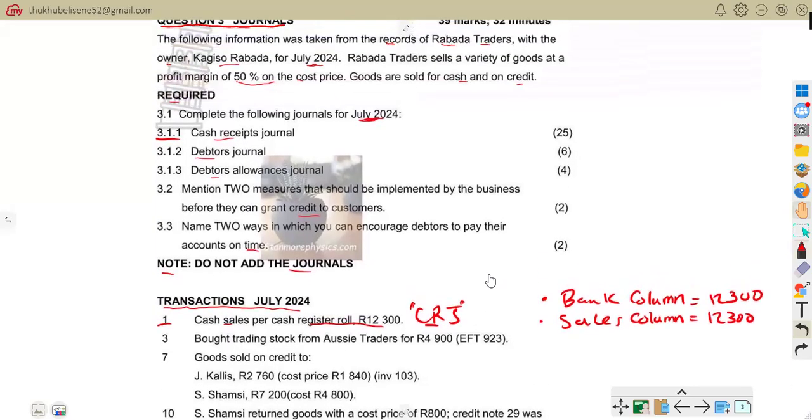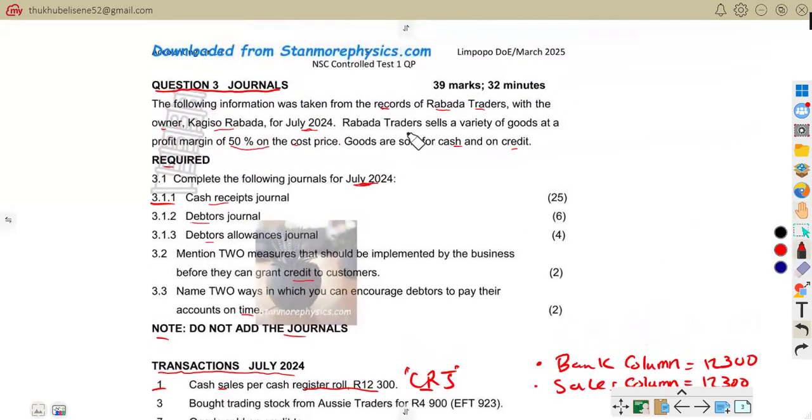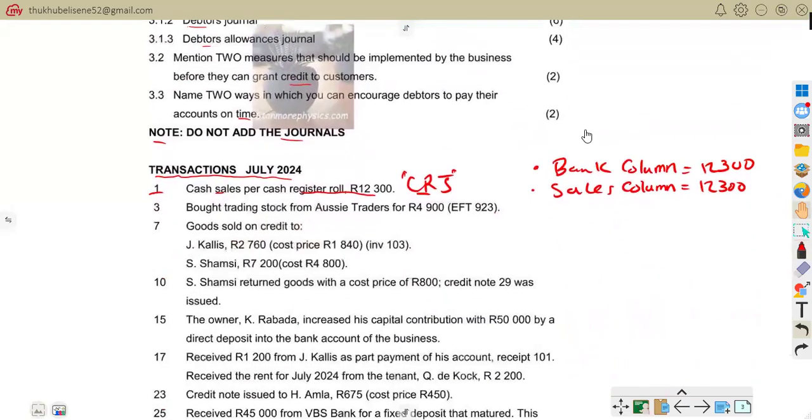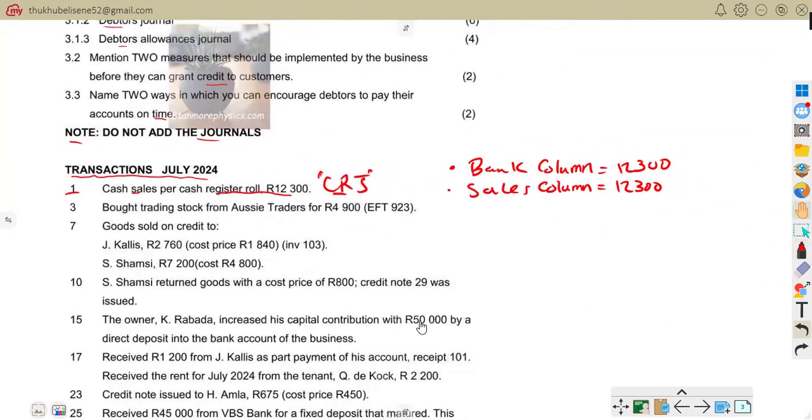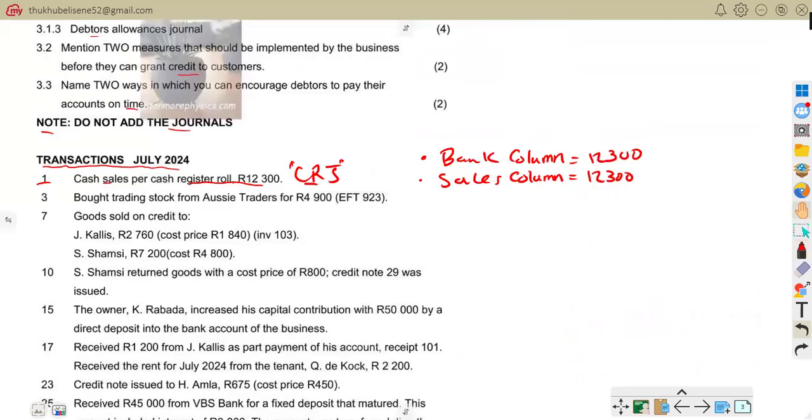Like we are told that Radaba Traders sells a variety of goods at a profit margin of 50% on the cost price. That is very important information. Now we are talking about the cost of sales calculation. We cannot have sales without having the cost, how much it costs us to sell those goods. So for the sales of 12,300, we are going to work with markup, which we have said is equal to 50% on cost.